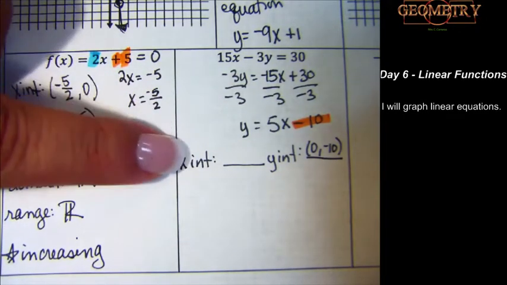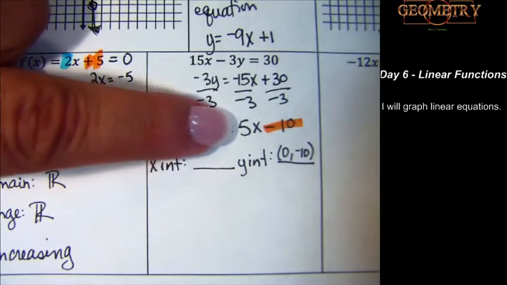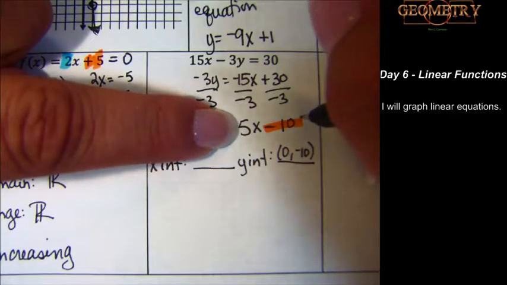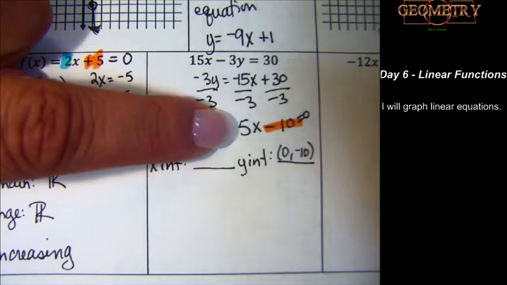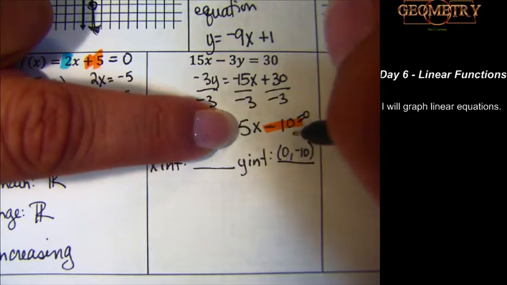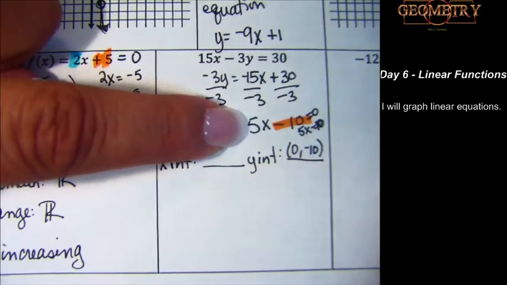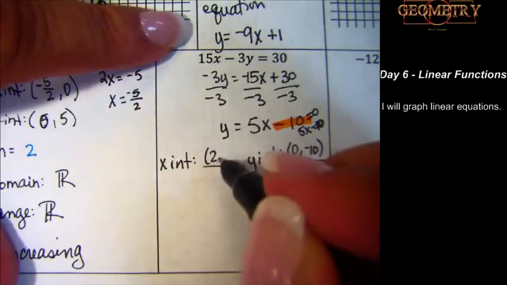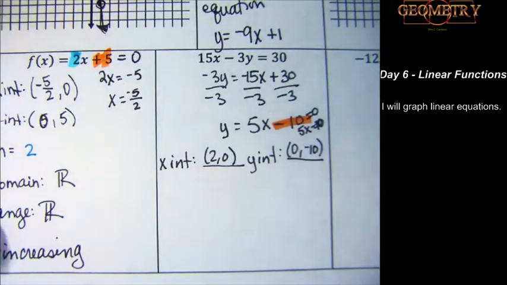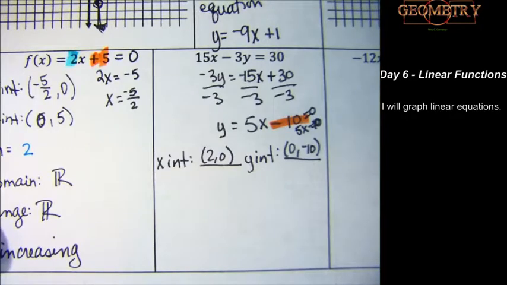In order to get my x-intercept, what must I do? Equals 0. This equals 0. So I'm going to move 10 to both sides. So I have 5x equals 10. So 5x equals 10, x equals 2. And so my x-intercept is 2, 0. So far, so good? All right.